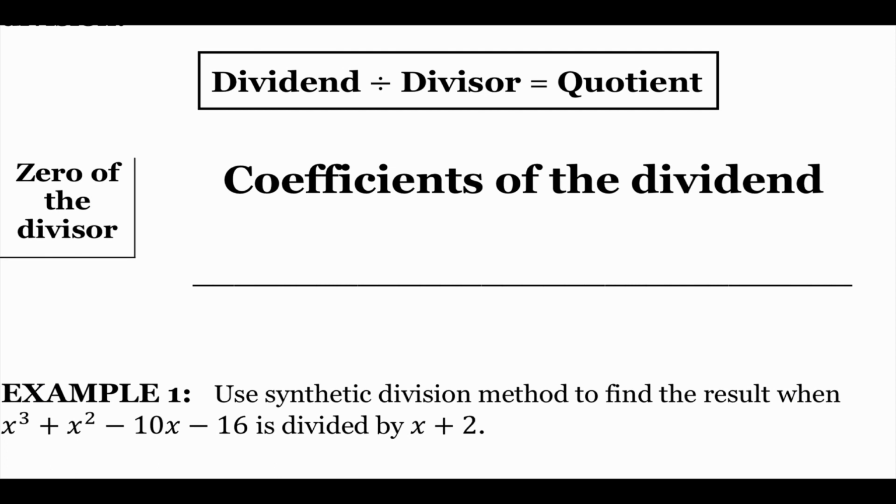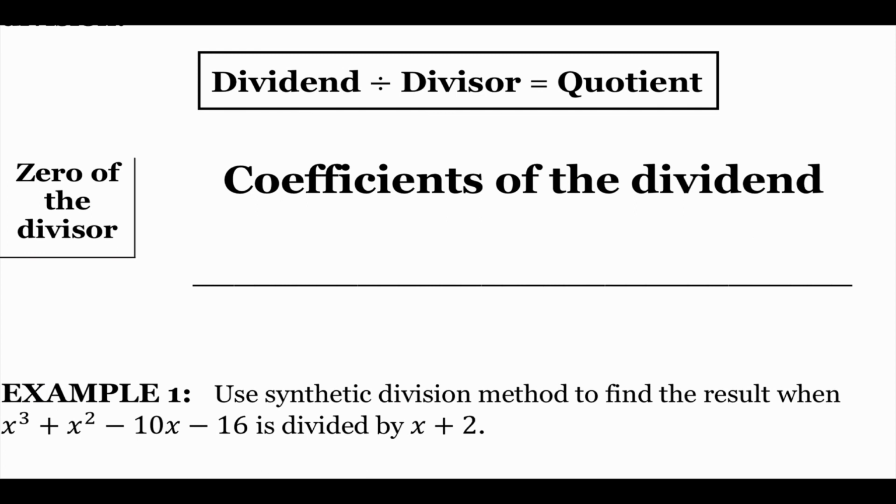Okay, so the number that goes on the inside of the house, it's called the dividend. The number that goes on the front of the house is the divisor. The answer is called the quotient. Okay, so this is how it's going to look. Instead of a big house, we have a little tiny house. Over here is the 0 of the divisor. The 0 of the divisor. And then up here are just the coefficients.